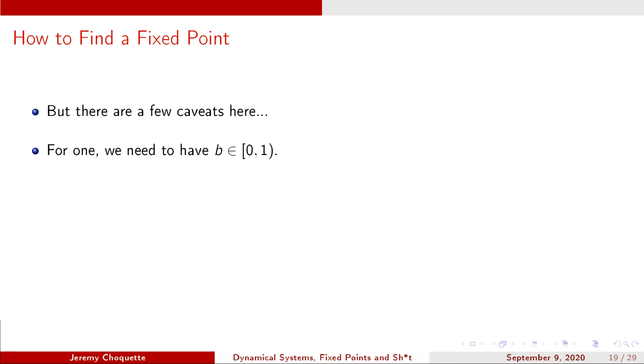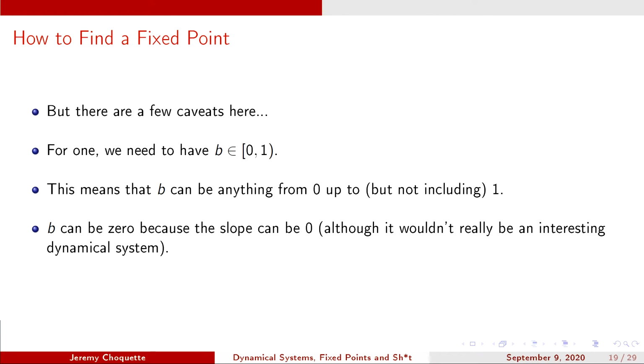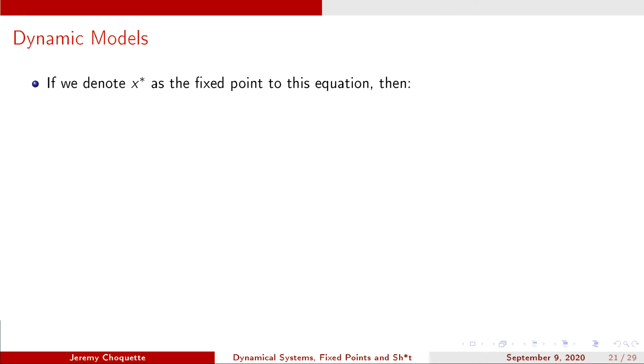The first, well, b has to be in this interval of 0 to 1, where we can include 0, but we can't include 1. So b can be anything from 0 up to, but not including 1. B can be 0 if we want it to be. It wouldn't be a particularly interesting system because we would just have a totally flat line, but it's something that we could have if we wanted. B can't be equal to 1 because if it is, then you have to divide by 0, and that doesn't really work out very well.